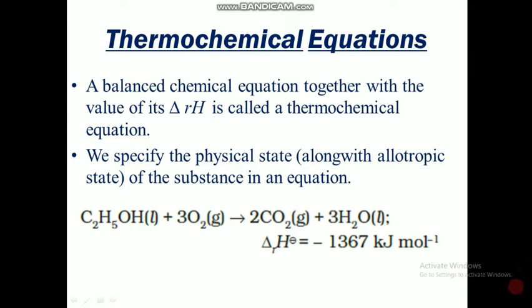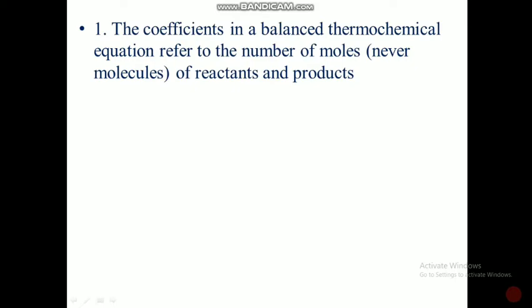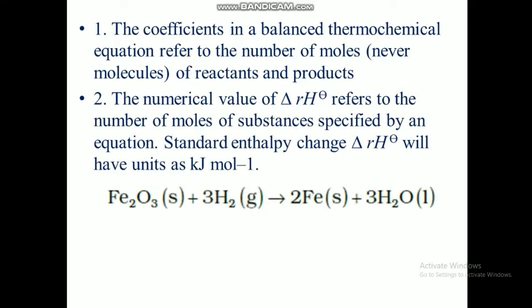Now we have some facts regarding thermochemical equations. The first one is that the coefficient in a balanced thermochemical equation refers to the number of moles, never molecules, of reactants and products. Yesterday also we said, when we speak of a thermochemical equation, we speak about a molar equation, about moles and not molecules. So when we say 1 mole of Fe2O3 plus 3 moles of H2, we don't mean 3 molecules of H2. When we take half of this, we are not taking half of a molecule. We are taking half of the moles.